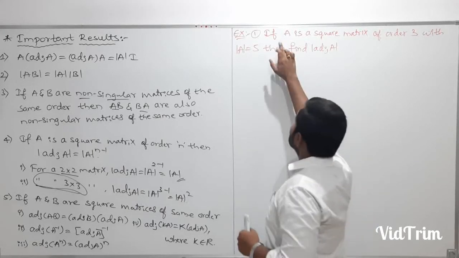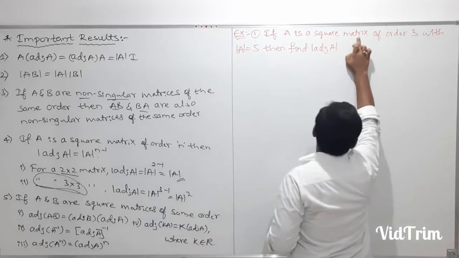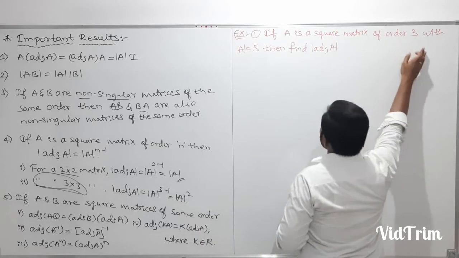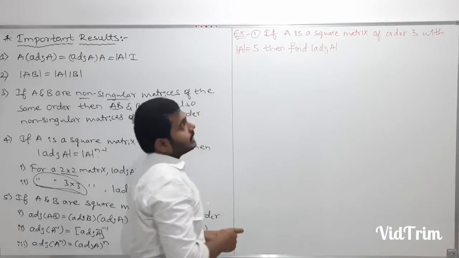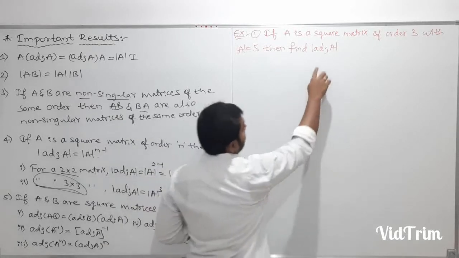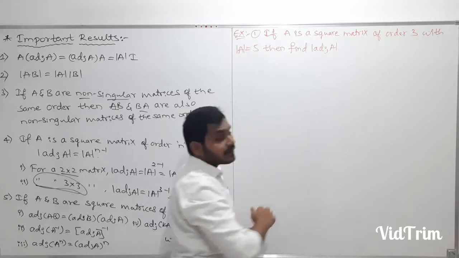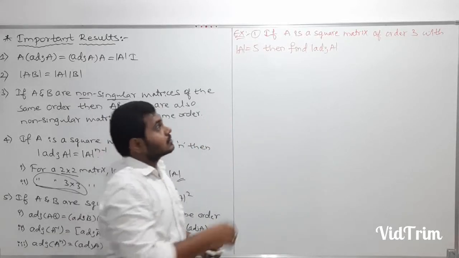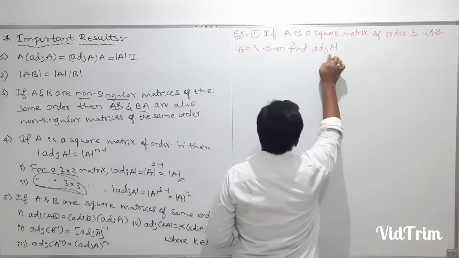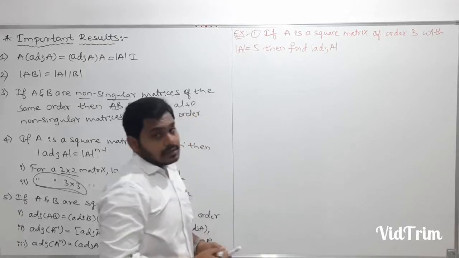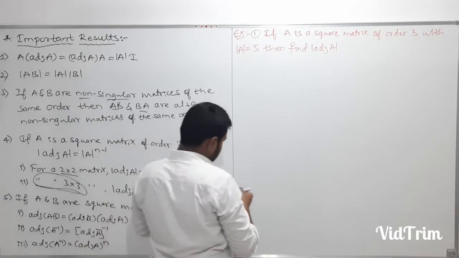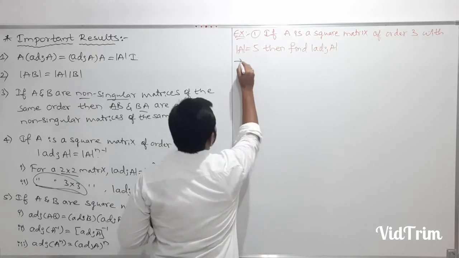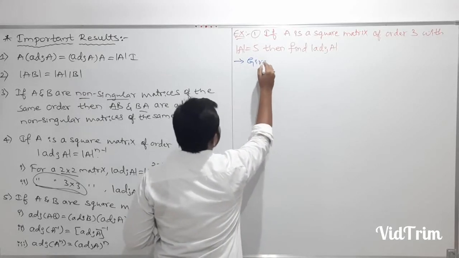What is that? If A is a square matrix of order 3 with determinant of A equal to 5, then find determinant of adjoint of A. Clear? So what they asked is to find determinant of adjoint of A. So what is the given data, my students? First we will discuss what is given to you.